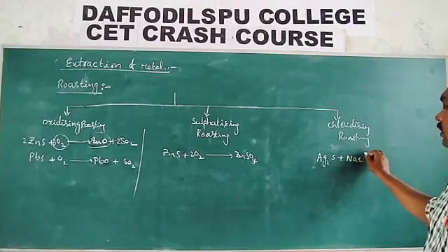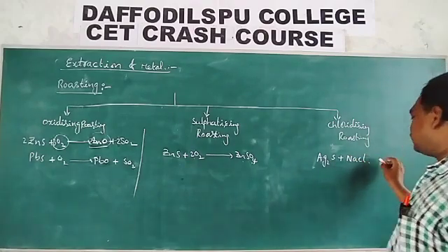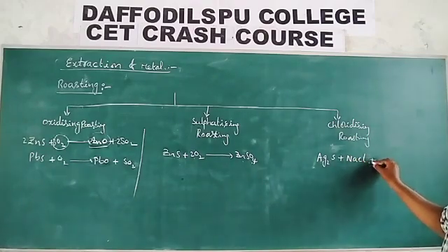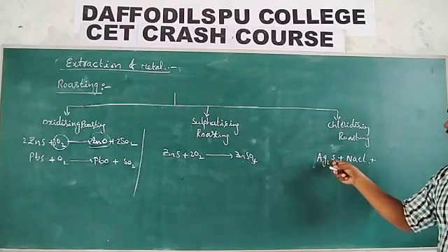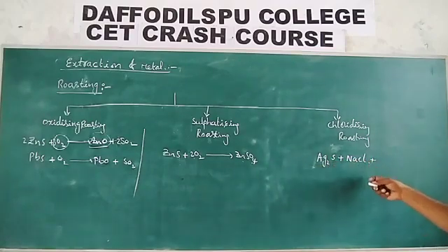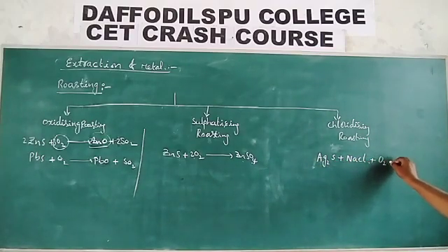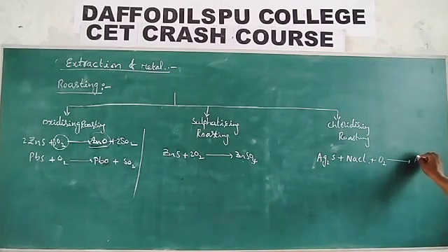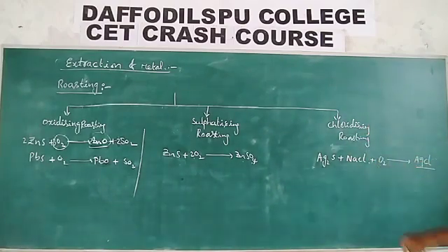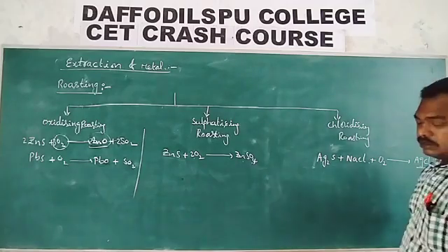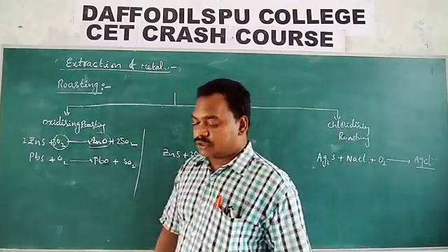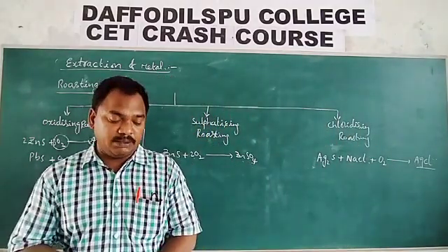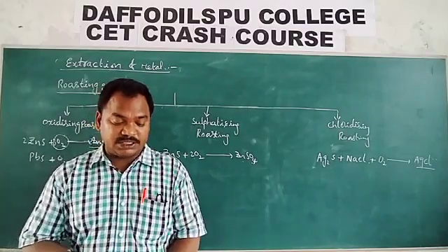In chloridizing roasting, ore is converted into chloride. This is done by adding chloride minerals to the ore. Silver sulfide is mixed with sodium chloride and it is heated. When it is heated, we will get silver chloride. This is about chloridizing roasting. In the roasting process, volatile impurities are eliminated.